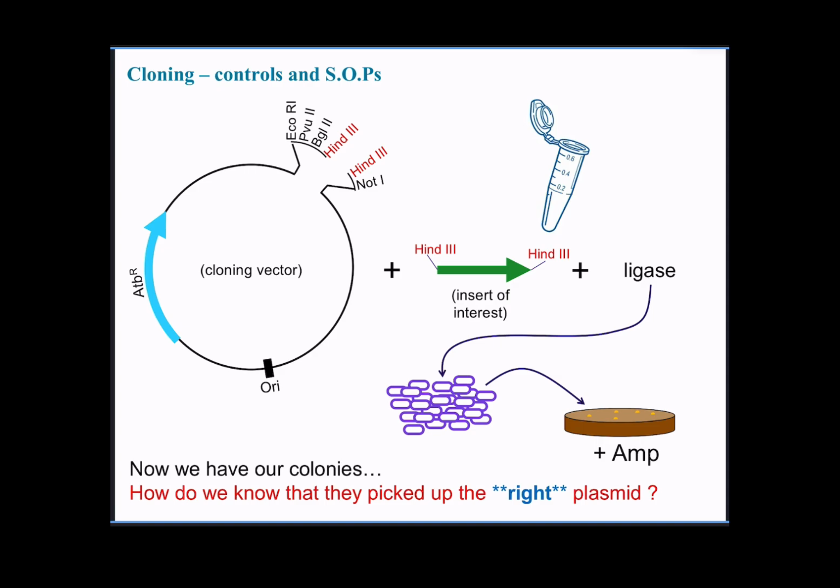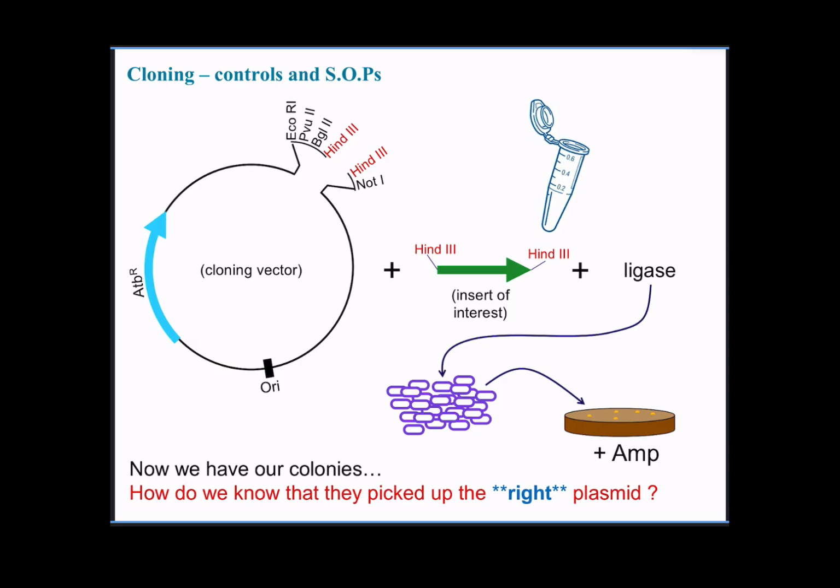And then when everything has been ligated, we can expose it to bacteria and hope that some of the bacteria will pick it up, and we grow them on a plate with an antibiotic, let's say ampicillin, and if the vector had ampicillin resistance, then they will form colonies. Everything else will die because they cannot resist the ampicillin, but those that picked up the vector with the ampicillin resistance gene and our insert will have grown, right?